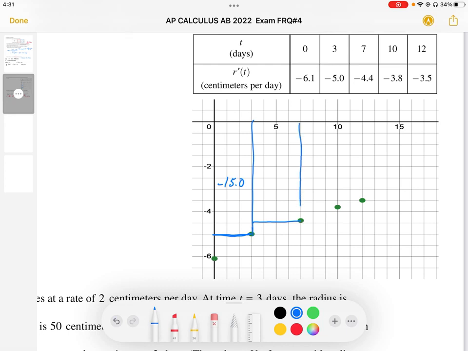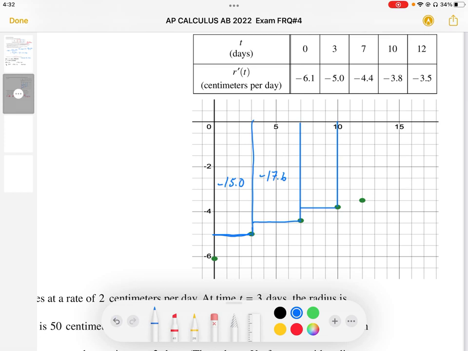The next rectangle has a width of 4 and a right edge height of negative 4.4. So if I multiply 4 times 4.4, I'm going to end up with negative 17.6 as my area. Then I go to my next rectangle. I'm going to use the right edge height. This interval width is 3, and the right edge height is negative 3.8, so 3 times negative 3.8.